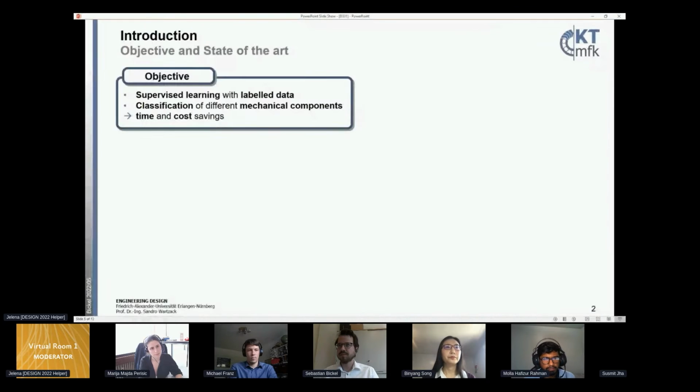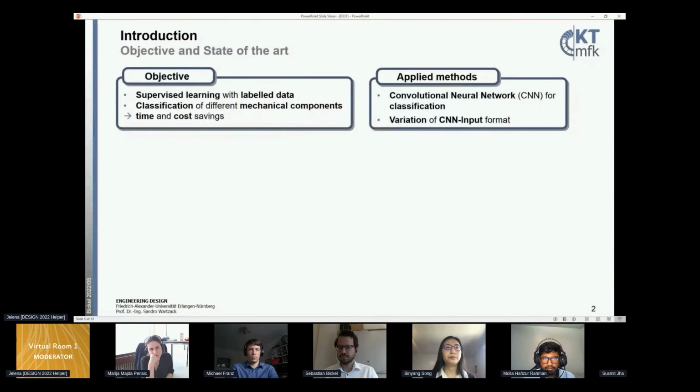I want to start with a short introduction. The general idea of part classification is to train a machine learning model and then retrieve a class label for a given input. The classification is based on the geometrical features of the component itself. Because a label database is necessary for the training, it is defined as supervised learning. The determined component label can subsequently be used for further automation in the product development process, therefore saving time and money.